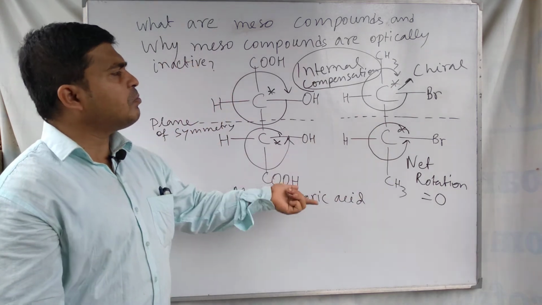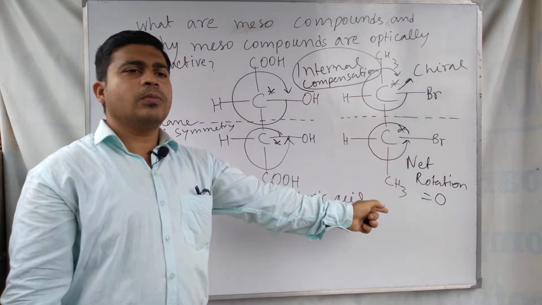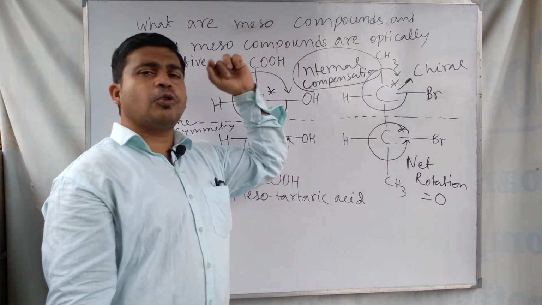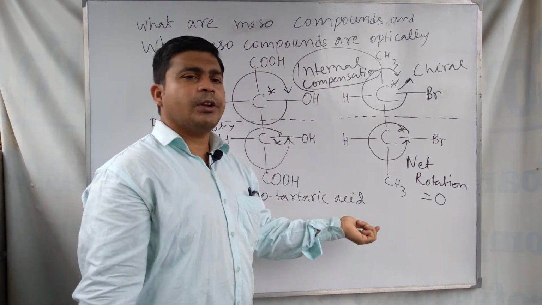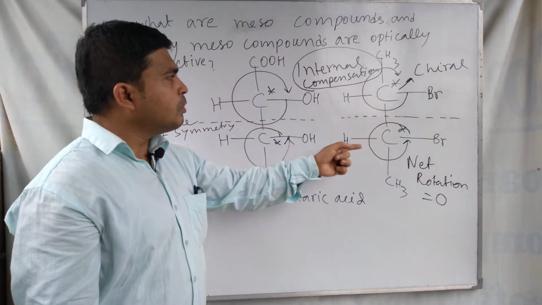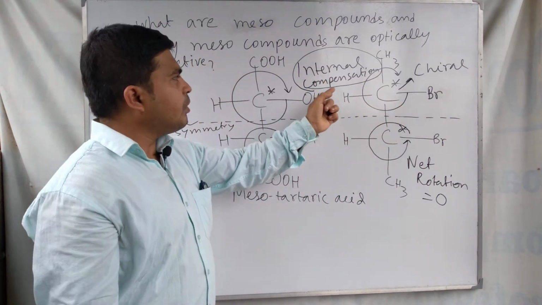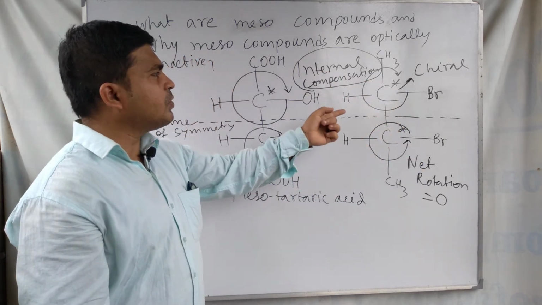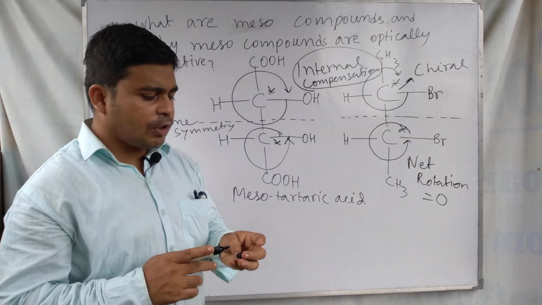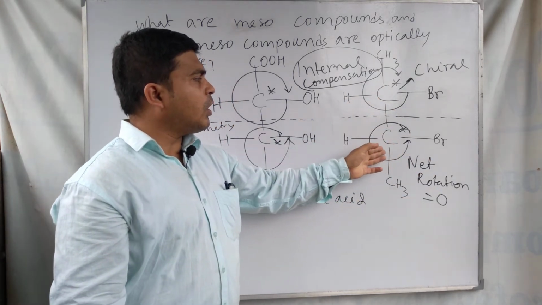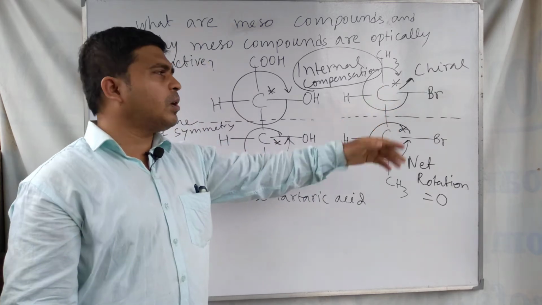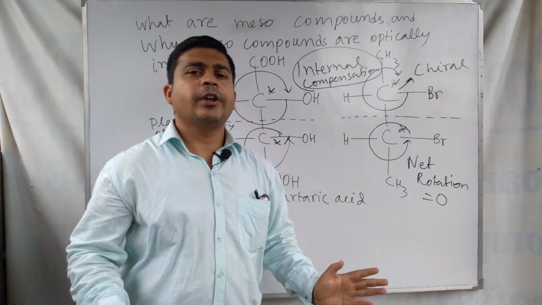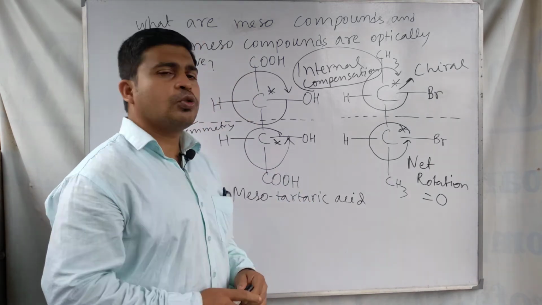The molecule has chiral carbons, but it cannot show optical rotation, meaning net rotation is 0 due to the internal compensation in the molecule. Due to internal compensation, the rotation of the lower part and the rotation of the upper part of the molecule are opposite and equal in magnitude. Therefore, there is no net rotation for this type of meso compound.